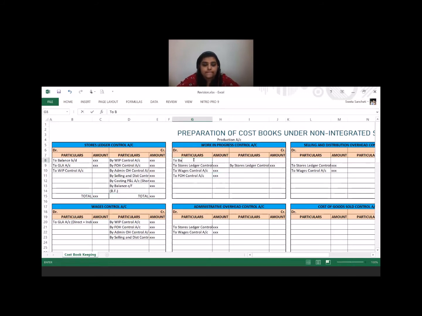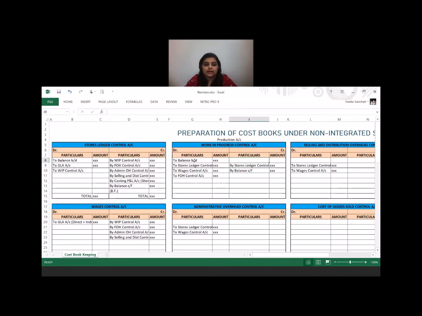To balance brought down, add opening WIP, by balance carried forward less closing WIP. क्या होता है? Our factory cost. That is the cost of finished goods which is already complete. Right? Factory cost क्या होता है? Factory cost is the cost of the finished goods. The factory cost of the finished goods.